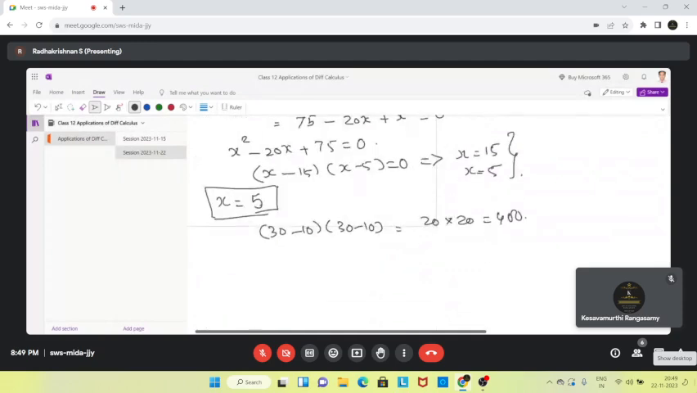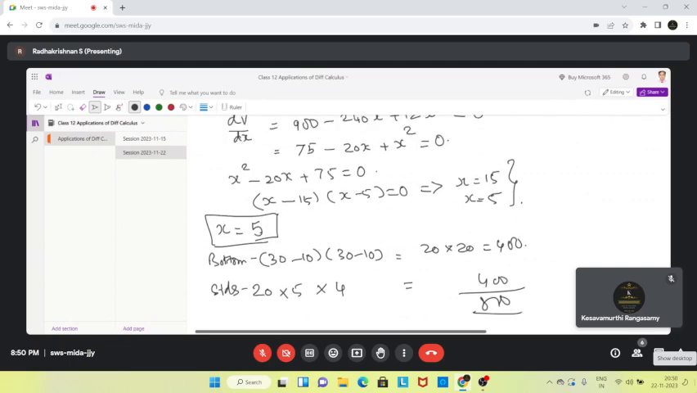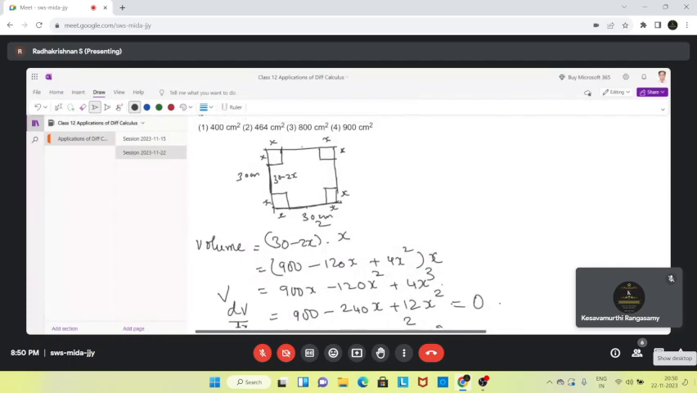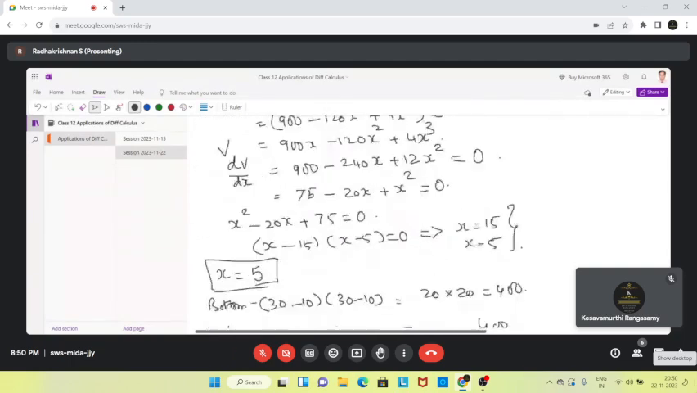That means 20 into 5, and there are 4 of them like this. This is again 20 into 5 into 4, 400. So for the total surface area, you add up the two: 800 square centimeters. That's all. Option 3.